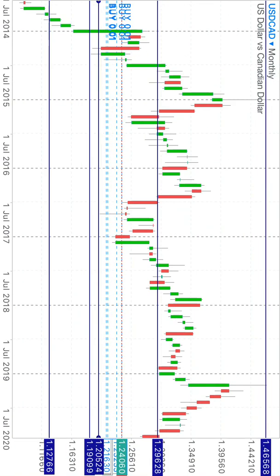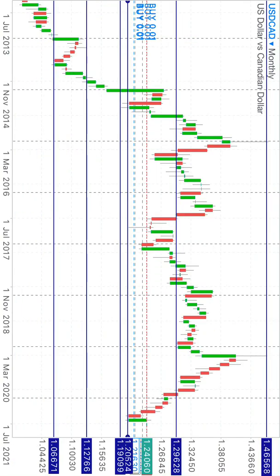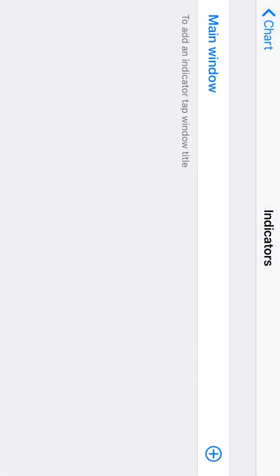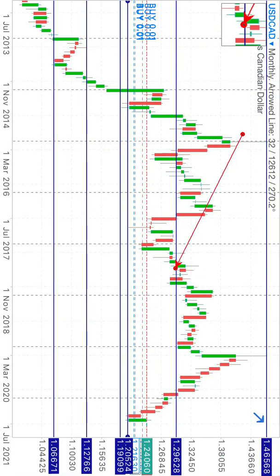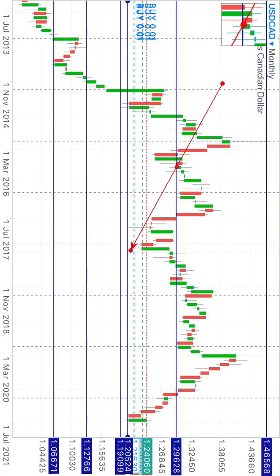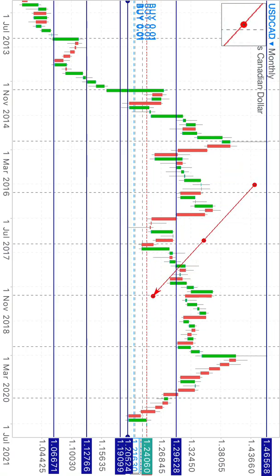So if you can check here on the monthly time frame, I will be using this point, which is 1.20524. It was a support level. And remember, at a support level, what do you look for? You look for buy opportunities, right?